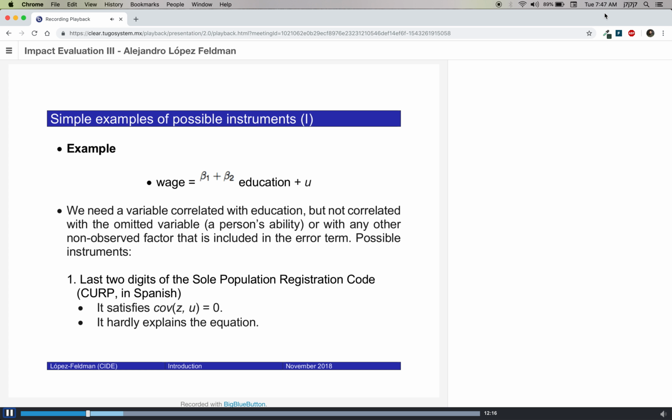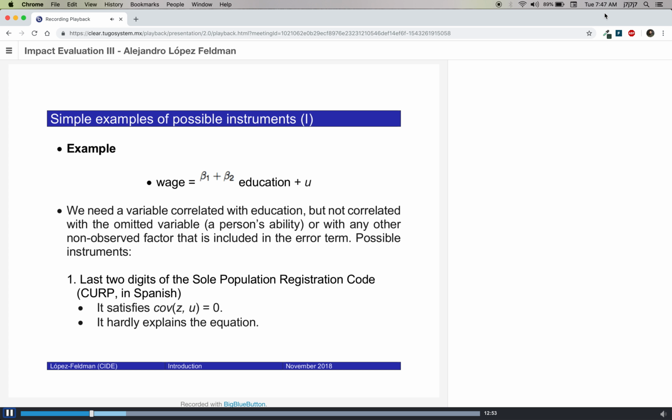If we, for instance, forget this information regarding an instrumental variable, we can look at this diagram. So the thing that I really need in this case, in this sole population registration code, is that these two last digits must have an effect on education and not a direct effect on wage, and not a direct effect on ability. So this diagram has to be fulfilled, and we are going to analyze the good and the bad aspects. So this is actually a bad example.